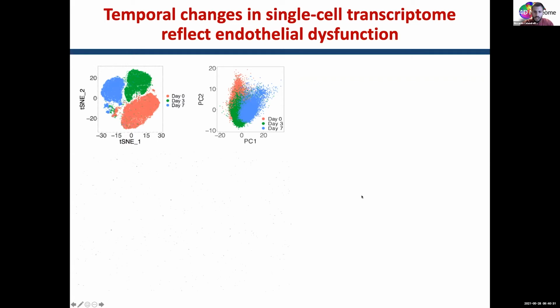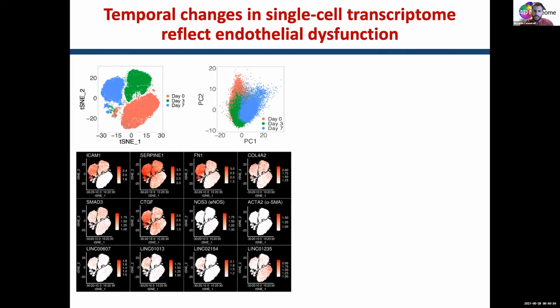But if we go further into the data, we can see how the single-cell analysis revealed the dynamics of the transcriptomic changes. For example, there are genes that are well-known markers of endothelial dysfunction, such as ICAM1, SERPINE1, FN1, and you can see how they are more expressed across single cells in the day 7 and day 3 samples compared to day 0. On the contrary, NOS3, which is a hallmark of endothelial health, shows the opposite pattern.